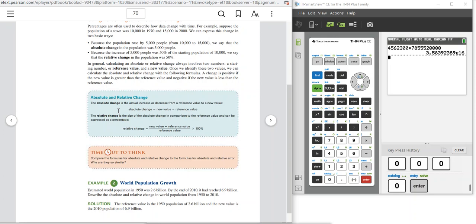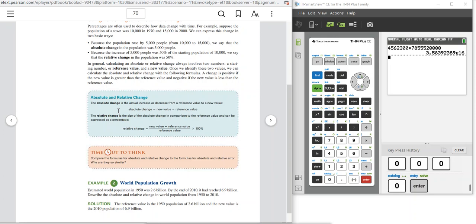So let's say I go from making $7 an hour to making $10 an hour. What was my absolute change? Well, what I mean is I want to know in terms of dollars. So I take 10 minus 7 and get 3, right? So that should make sense.